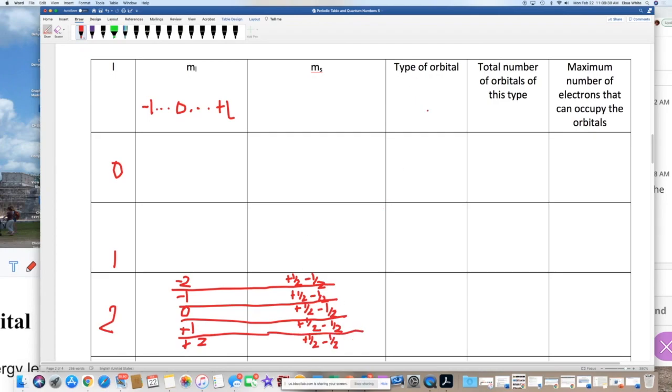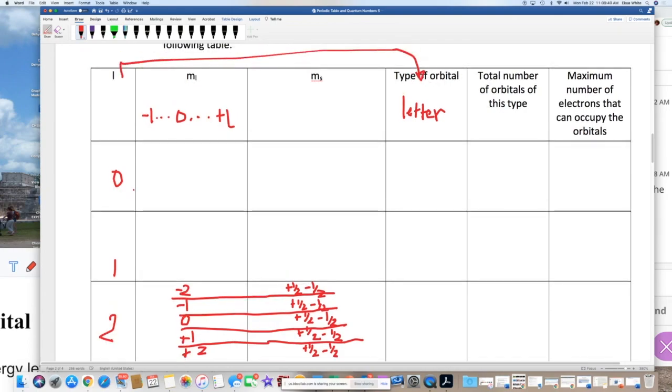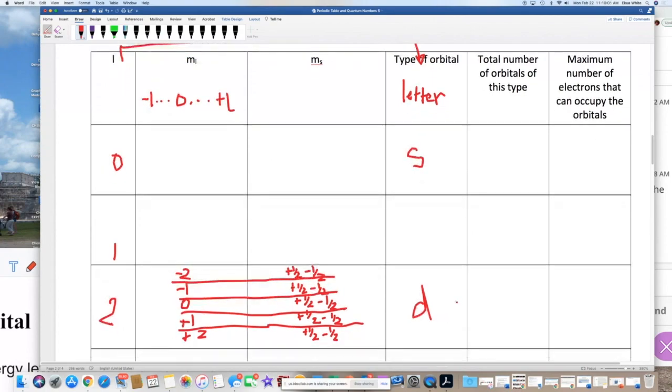Okay, what type of orbital is this? Here they want the letters. So this goes with this, right? When L is 0, this is called the S orbital. Oh, I'm supposed to be doing this one here. I'm getting too excited. Okay, when L is 2, this is the D orbital. Okay, y'all can fill in the rest.